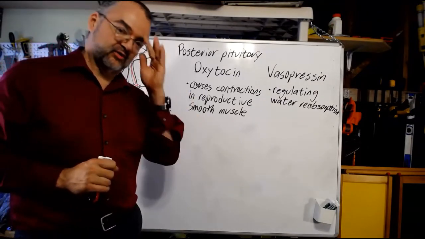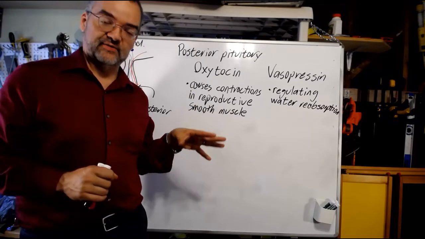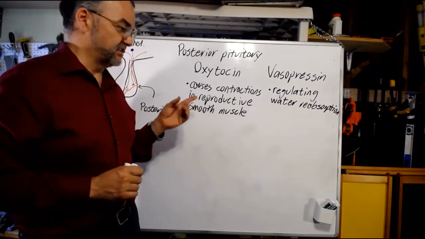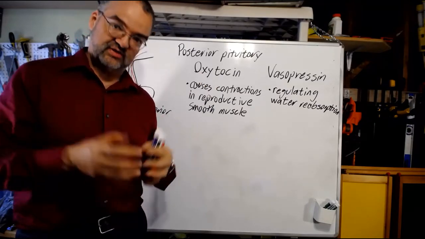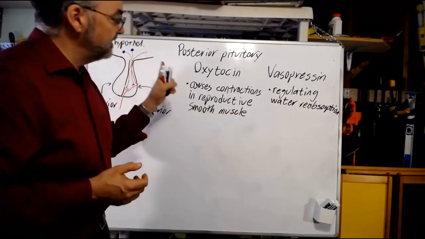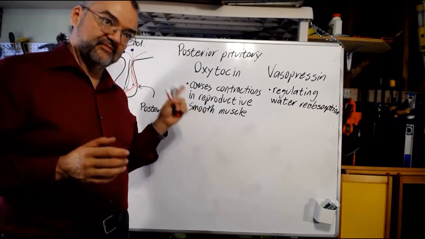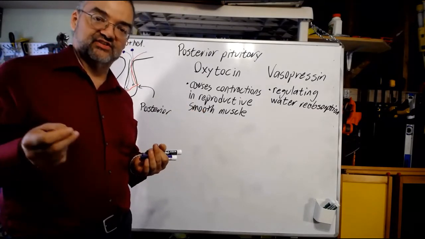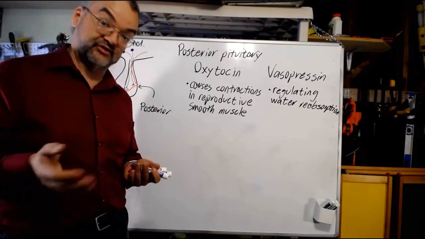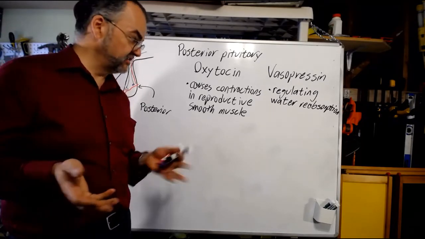If anyone knows anyone or is anyone who's ever had a labor induced, it's often induced with Pitocin, which is a synthetic version of oxytocin. It causes those uterine contractions. In males, oxytocin also seems to be involved in causing contractions in some of the smooth muscle that helps to propel sperm through the sperm ducts. So it's involved in males too.